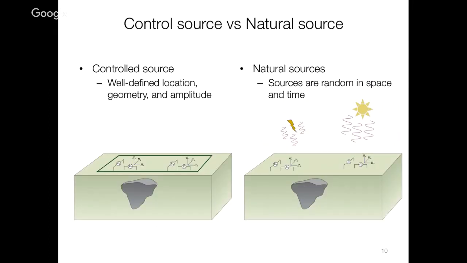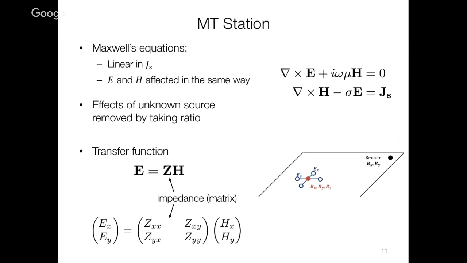So the difference between controlled source and natural source. In controlled source, we know everything. Okay? We know where the loop is. We know what the source field is, the waveform in the loop, and we know the boundary conditions. Natural sources, unfortunately, are random, like lightning strikes. So they're random in space, they're random in time. Some are coming from the ionosphere, it's just a mishmash. So that makes it tough to figure out how everything is coming in. So that's the big difference.